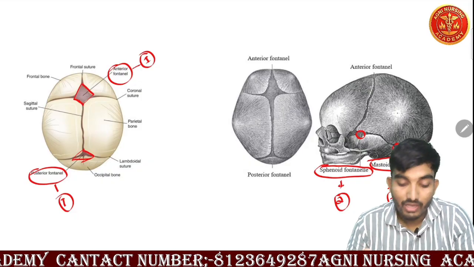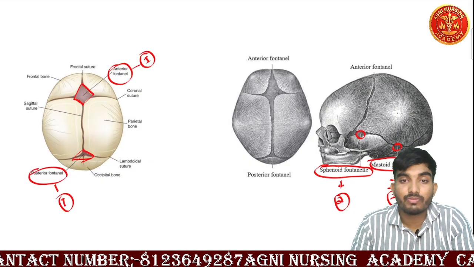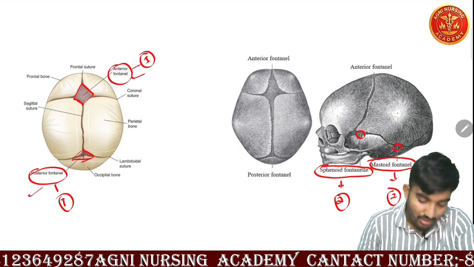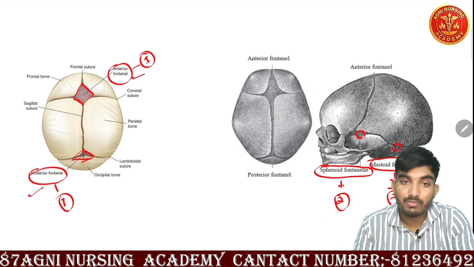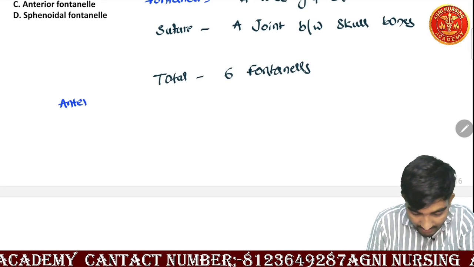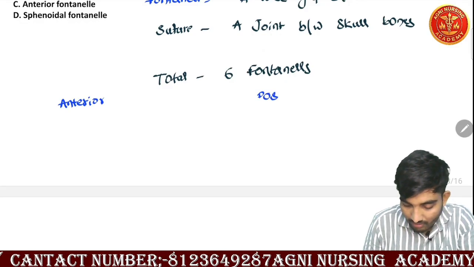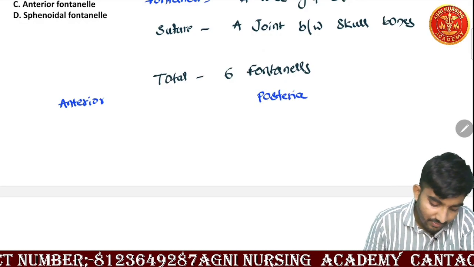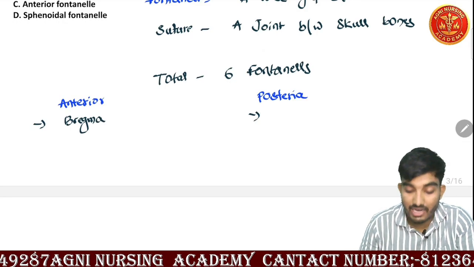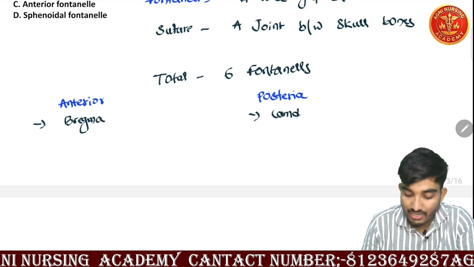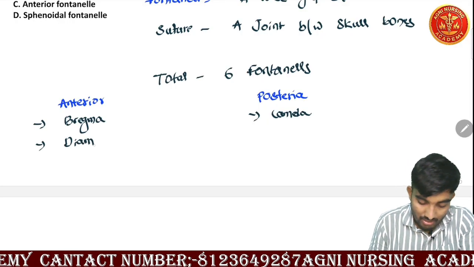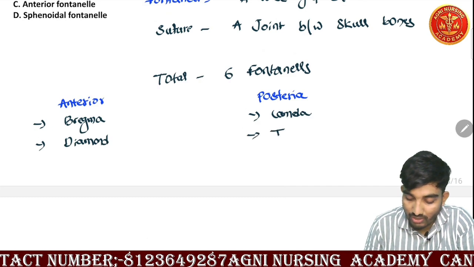Total 6 fontanelles. But during the physical examination of the newborn's head, we are able to palpate only 2 fontanelles, that is anterior fontanelle and posterior fontanelle. We'll see the difference between the anterior and posterior fontanelle. Anterior fontanelle is also called bregma, and posterior fontanelle is also called lambda. The anterior fontanelle is diamond shaped, and the posterior fontanelle is triangular in shape.